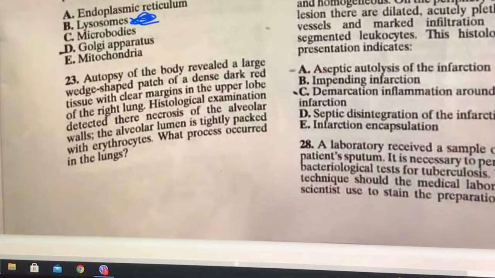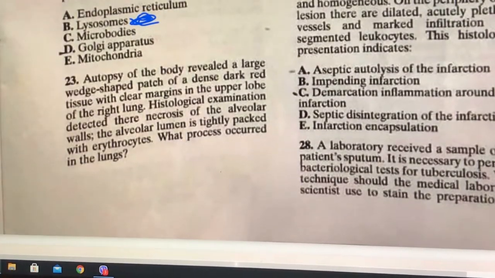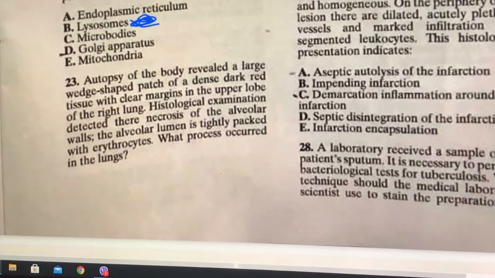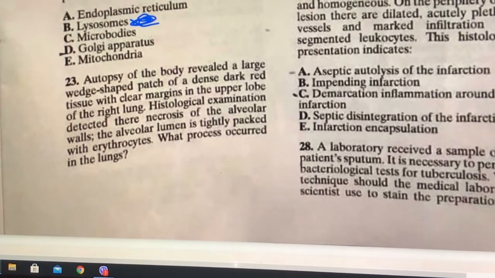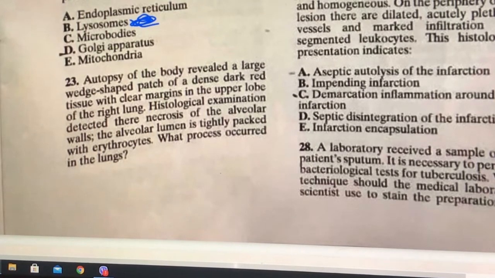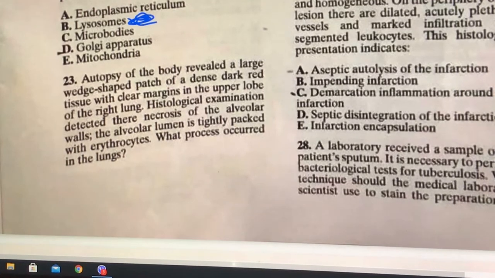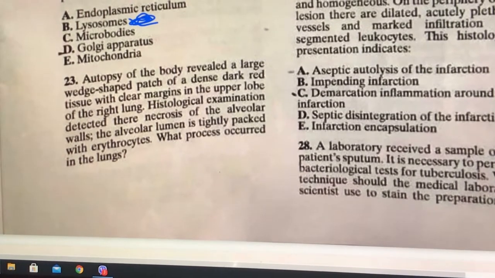Question number 23. Autopsy of the body revealed a large wedge-shaped patch of a dense dark red tissue with clear margins in the upper lobe of the right lung. Histological examination detected necrosis of alveolar walls. The alveolar lumen is tightly packed with erythrocytes. What process occurred in lungs?